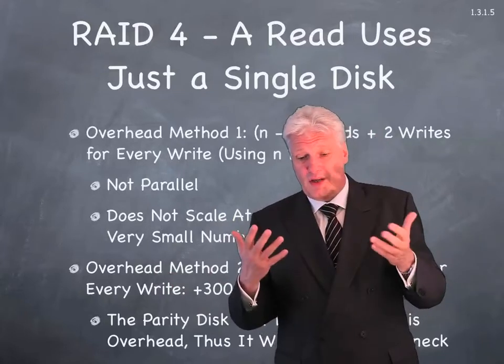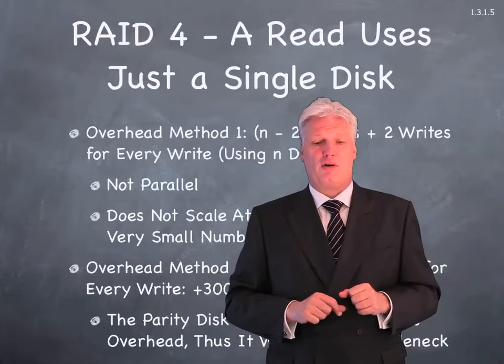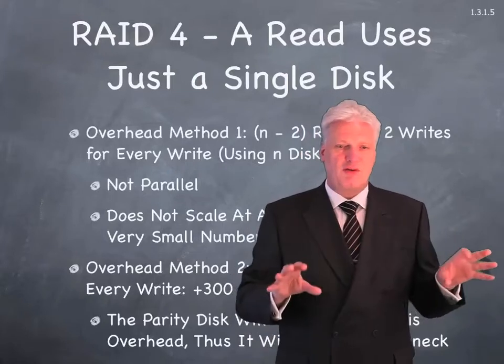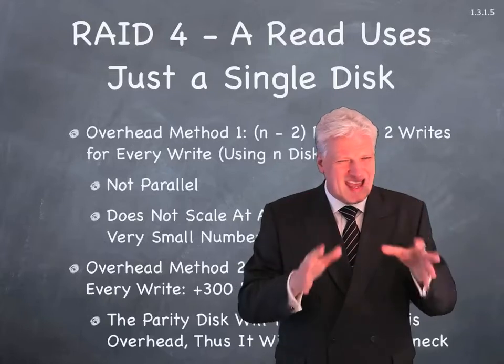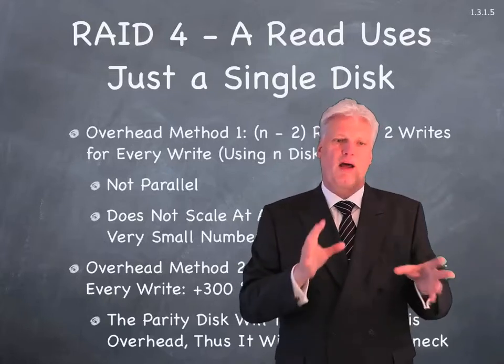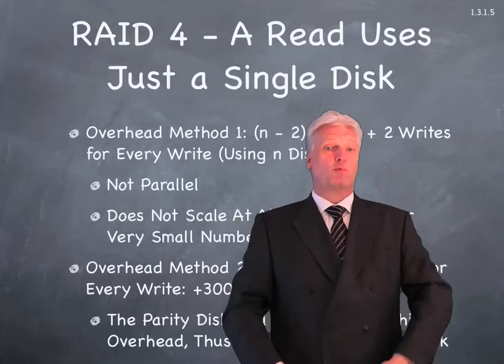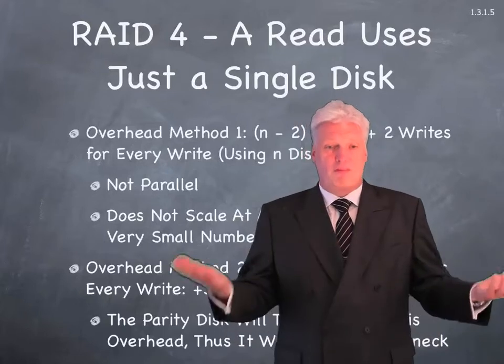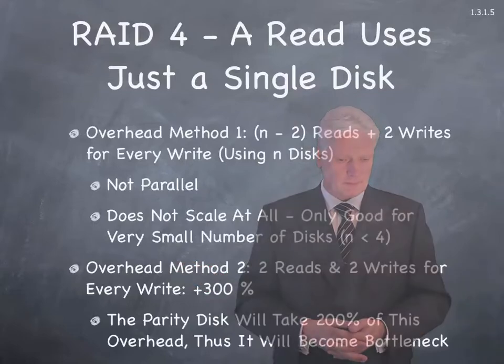Now, if we read from a RAID 4 RAID group, we get excellent performance, because when we read, we can read from individual disks, and we can read from those disks at the same time. So we can do multiple IOs at the same time, which means that our IOPS will go up. They'll multiply with the number of disks that we have in the RAID group.